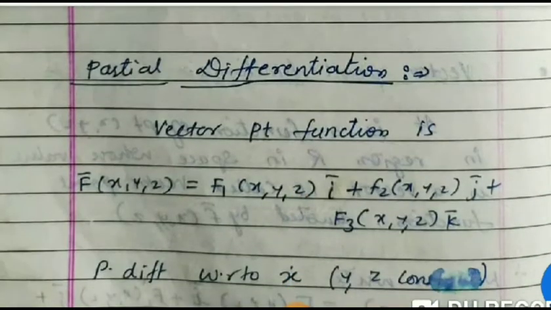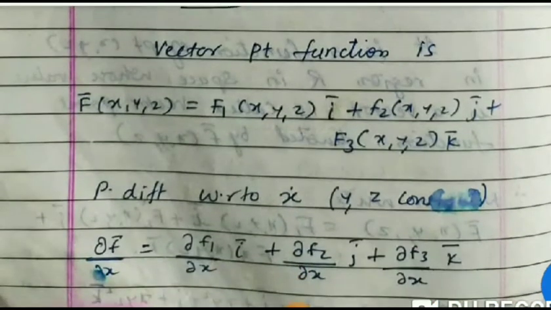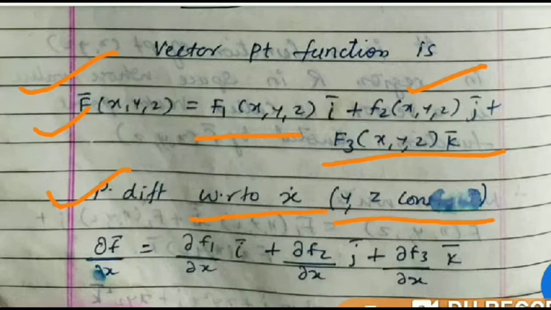Next, partial differentiation. Suppose we consider a vector point function f bar of x, y, z, which is f1(x,y,z) i bar plus f2(x,y,z) j bar plus f3(x,y,z) k bar. Differentiate this vector point function f bar with respect to x, y, z partially. First, partially differentiate with respect to x, keeping y and z constant.